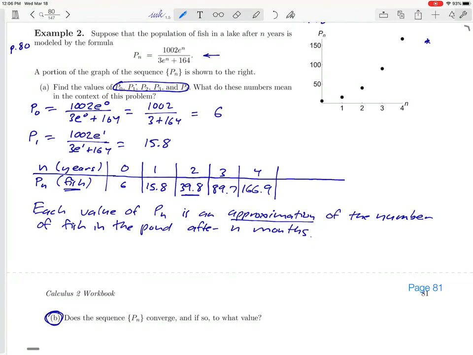Our numbers, 6, 15.8, 39.8, 89.7, they seem to be growing really quickly. And you can kind of see that behavior in the graph up here in the upper right-hand corner. Our graph seems to be getting steeper and steeper. So if I had to guess, I would probably say that this sequence is diverging. It's going off to infinity. We're not approaching a number, which is what we would need to have happen if we wanted to get convergence.